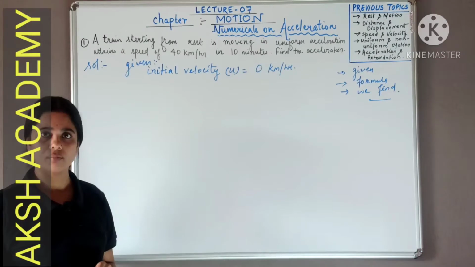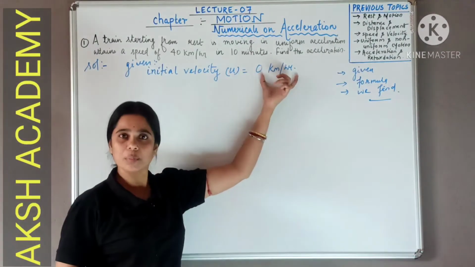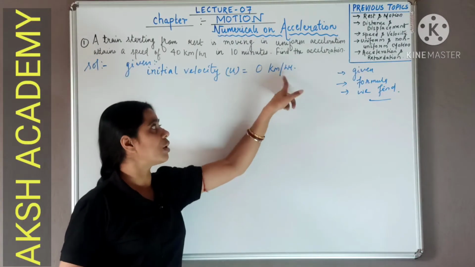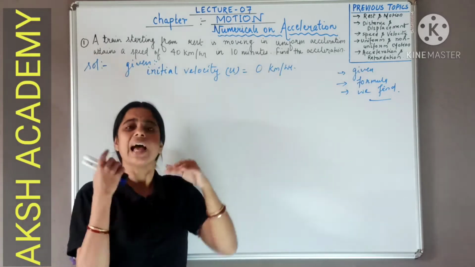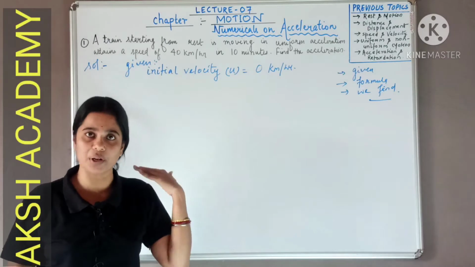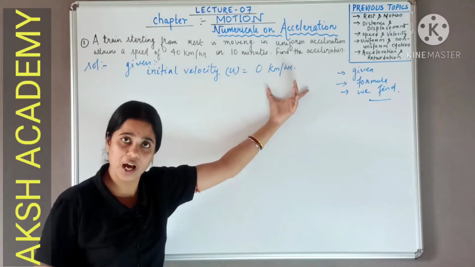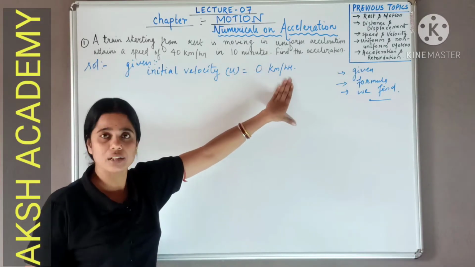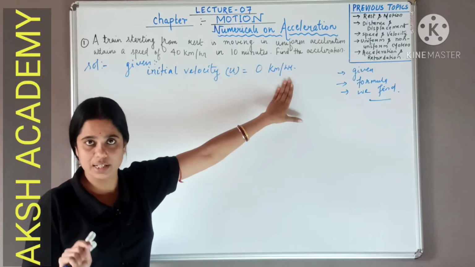Why 0 kilometer per hour? It does not matter if you write meter per second also, but as per convention, train speed is always taken in kilometer per hour, so I have taken 0 kilometer per hour. If you do not write kilometer per hour also, then it is correct.